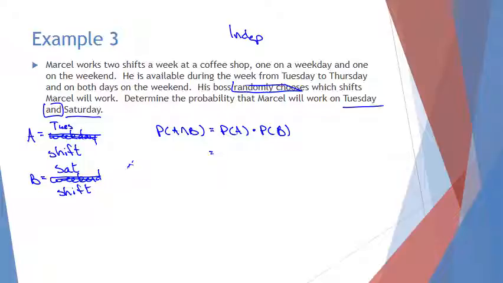So the probability of now working a Tuesday shift, well, there's one Tuesday out of the weekdays that he's available, and that's Tuesday, Wednesday, Thursday, so that'd be 1/3. And then on the weekend, Saturday is one of those days out of the two. So my probability would be 1 out of 6, 1/6. That's the probability that he will work on Tuesday and Saturday.